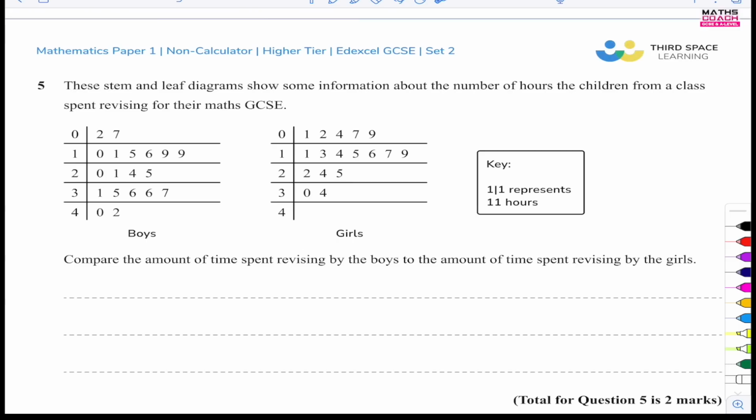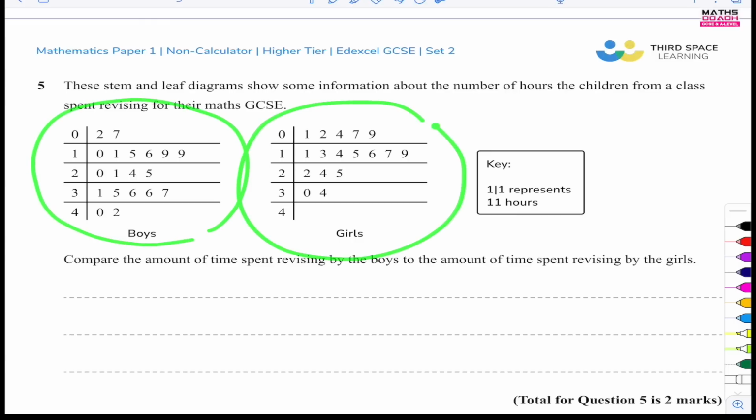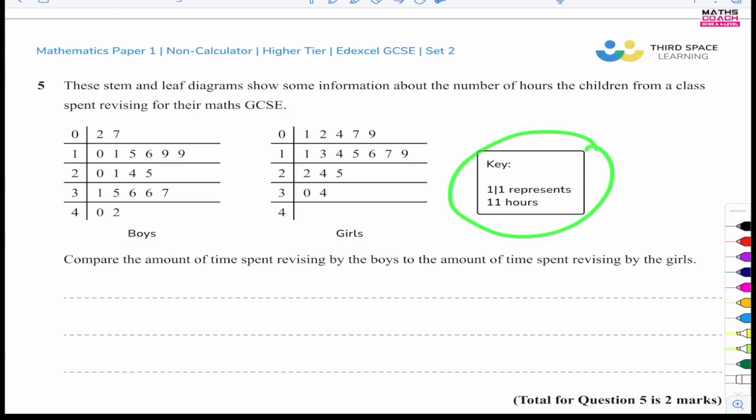Okay, so question number 5. These stem and leaf diagrams show some information about the number of hours the children from a class spent revising for their maths GCSE. So you've got the boys stem and leaf and you've got the girls stem and leaf. Right? And if you read the key, it says 1/1 represents 11 hours. So this right here, that means 34 hours. Okay? This right here means 1 hour. Okay? This right here means 13 hours.